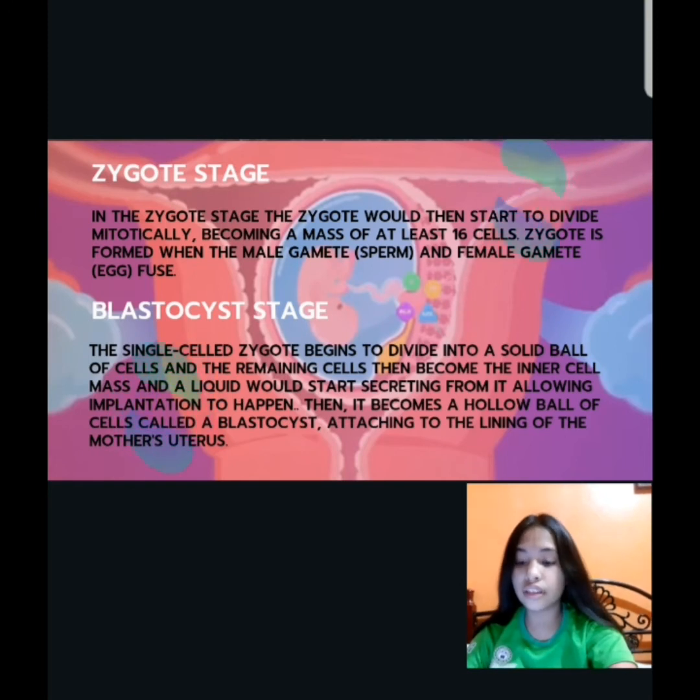In the blastocyst stage, the single-celled zygote begins to divide into a solid ball of cells, and the remaining cells then become the inner cell mass, and liquid starts secreting from it, allowing the implantation to happen. Then it becomes a hollow ball of cells called a blastocyst, attaching to the lining of the mother's uterus.